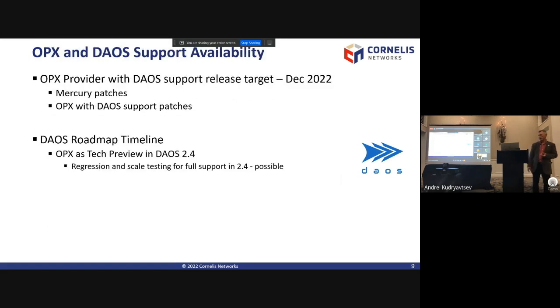As far as availability for the DAOS support, like I said, we're in the fabric already with our OPX provider. There are additional patches that are going to be required for the DAOS support that you'll have to get. That will be upstream, with a target of December. Mercury is already available upstream, and we do have patches for that. They're going to have to be updated, and this is in progress. I've already mentioned the timeline for 2.4 and that target. Like I said, regression and scale testing to support, we should be in line to complete that work by the end of the year.